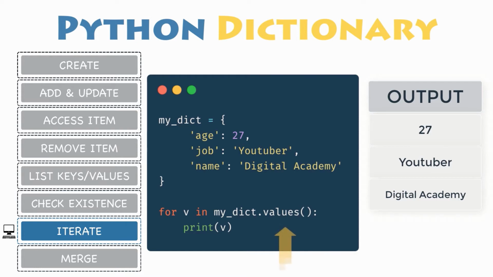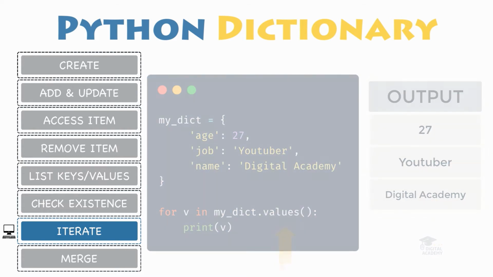But it is also common to only use the values to iterate through a dictionary in Python. One way to do that is to use values, which returns a view with the values of the dictionary. On each iteration, the current item will only be the value, not its associated key.